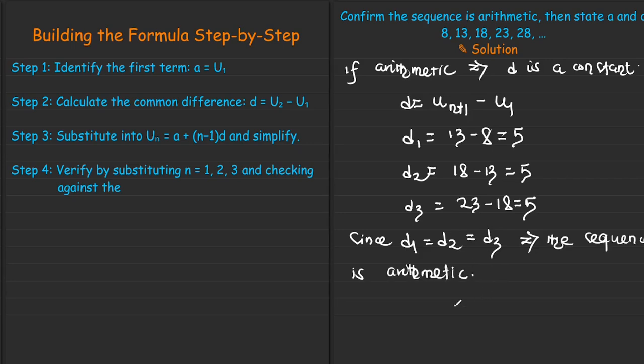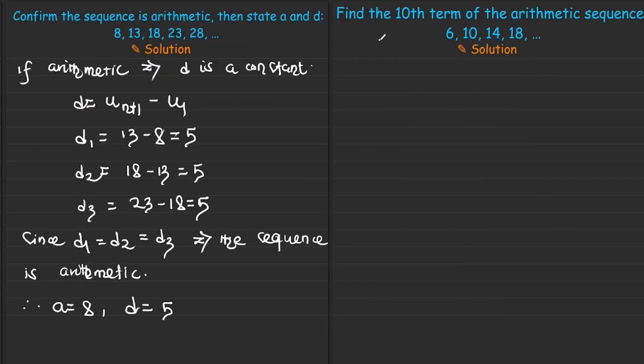So with that, we can say, therefore, our A, we know A is always the first term. So our A is equal to 8, and then our D is equal to 5. As simple as that. That was all the question wanted from us. Question number 2. So we are now solving question number 2.